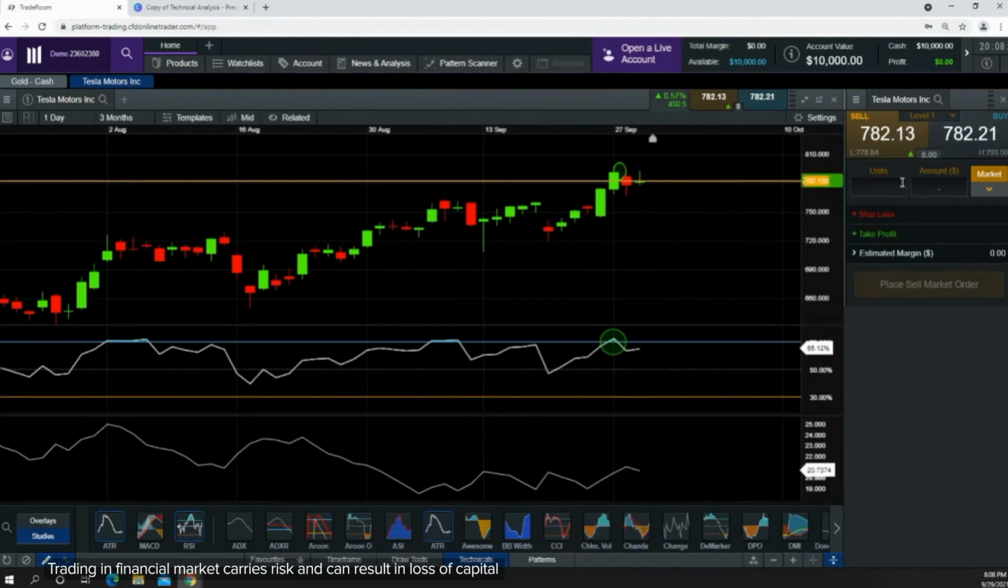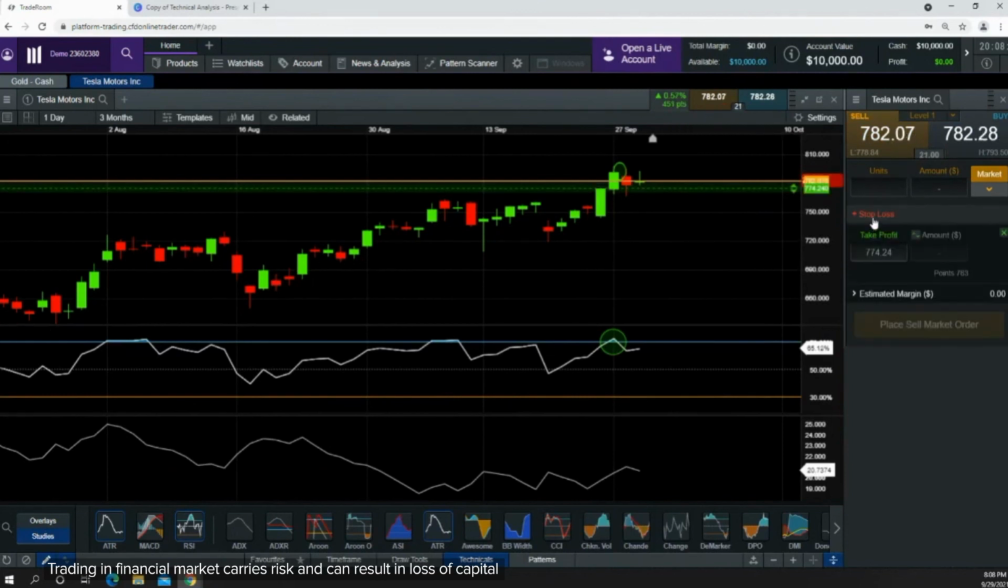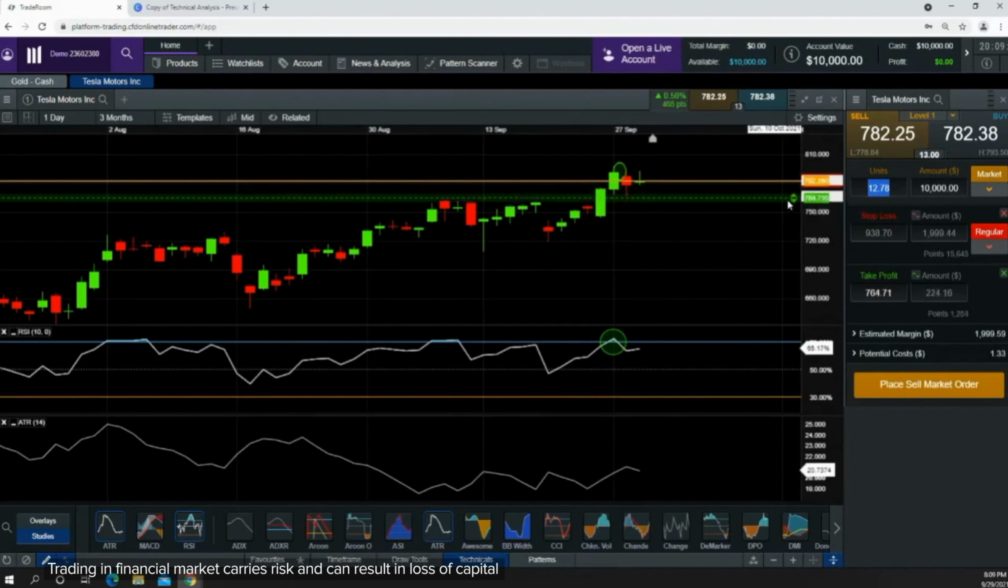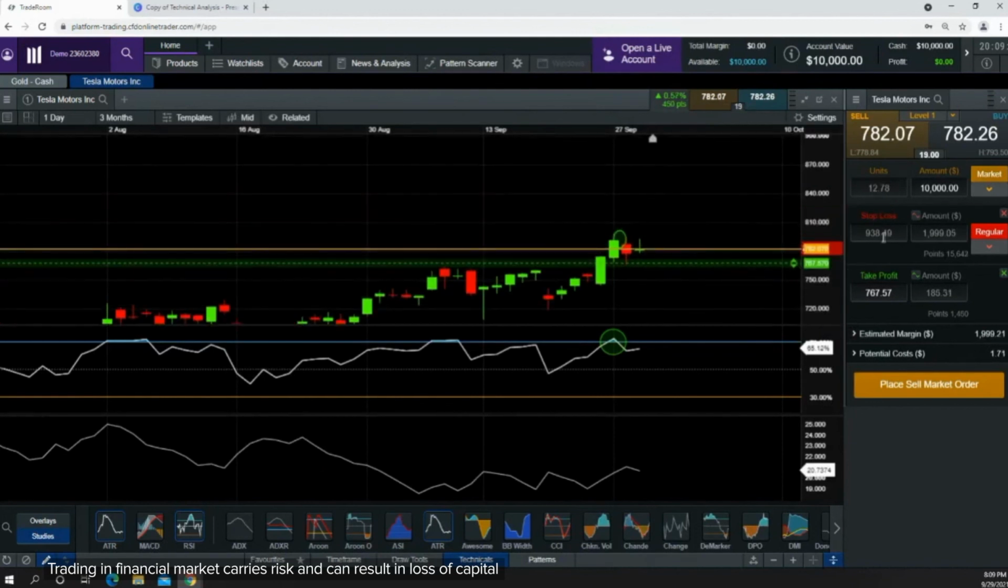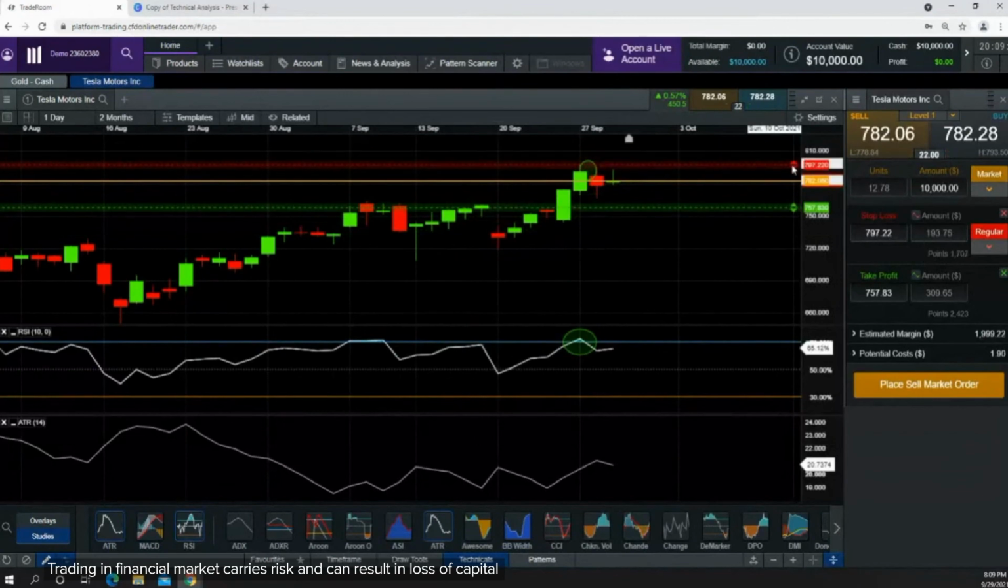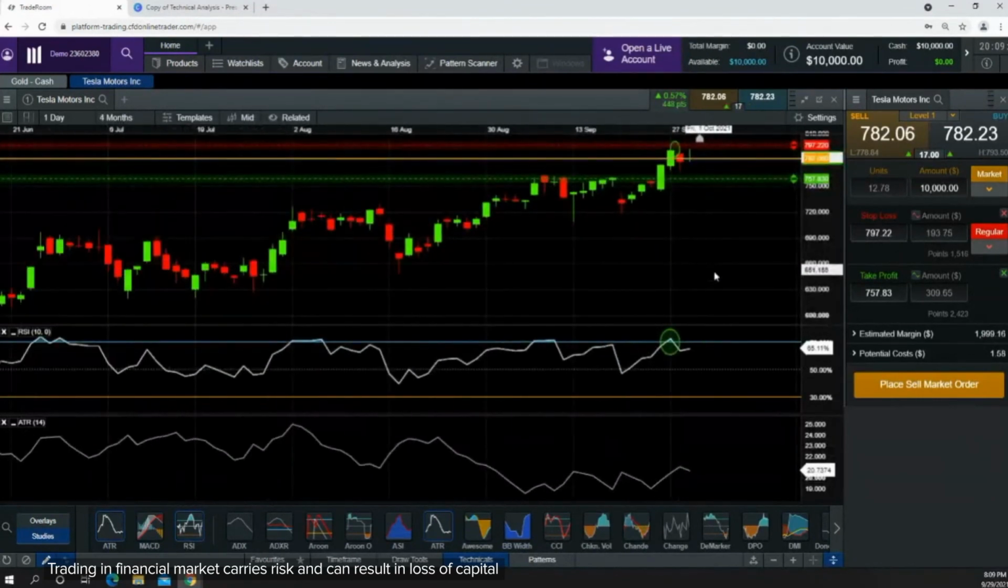Someone who is looking to short sell Tesla will keep a stop loss and take profit. Let's say someone invests $10,000, expecting the prices to drop. In this case, I'm short selling. If the prices drop, I make money. If the prices go up, I lose money. So let's keep a stop loss at 795. Now I've just randomly put my take profit and stop loss.